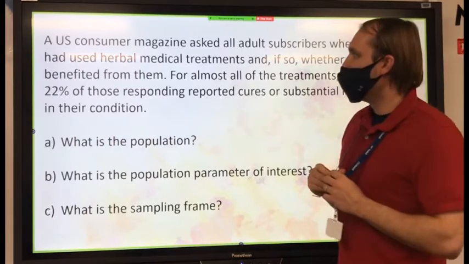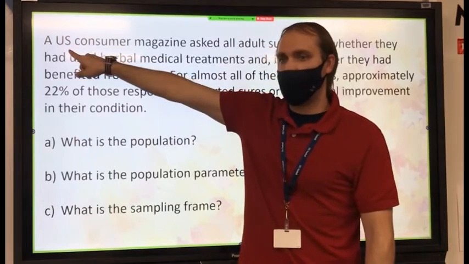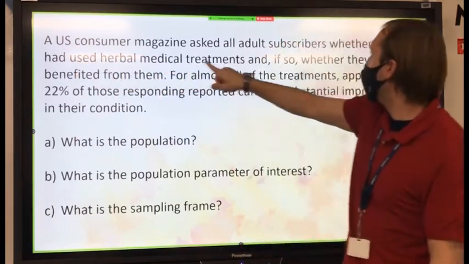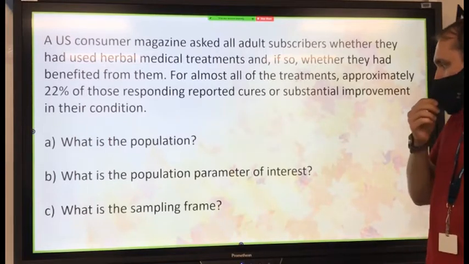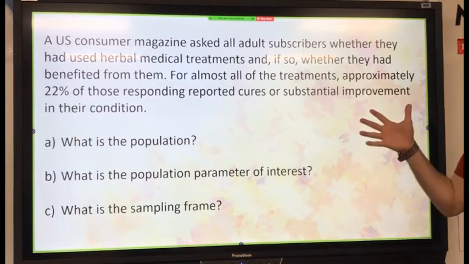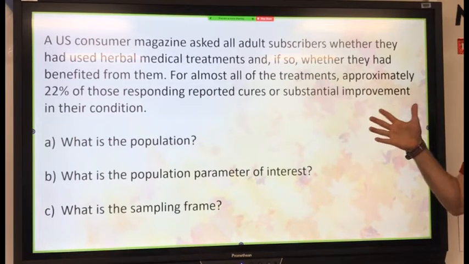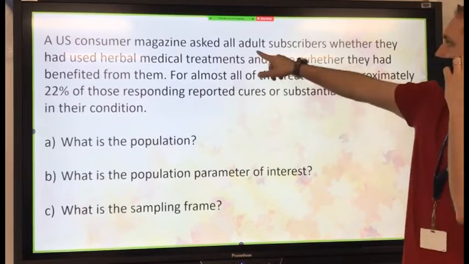Adult, okay. It doesn't exactly state, but we can assume it's U.S. adults, right? What is the population parameter of interest? So now they're trying to get a smaller frame. What are they interested in? Subscribers. Yeah, adult subscribers.